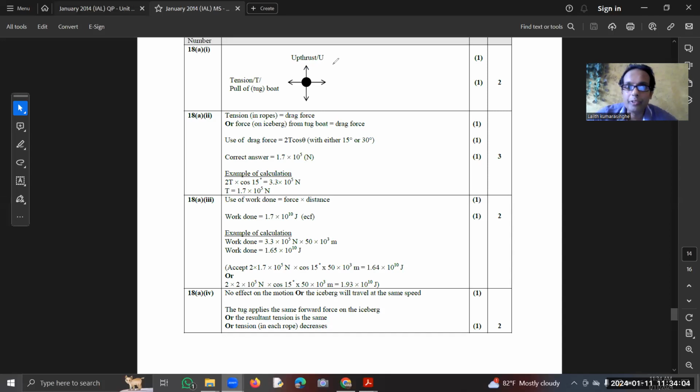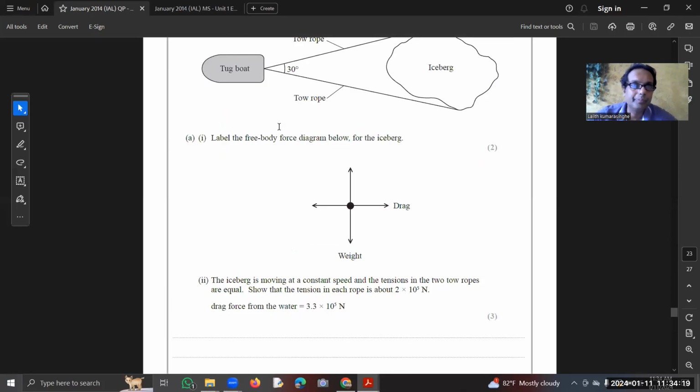Don't mark forces like this, U, T, don't mark like that. Name the force. Resultant tension is better for the forward force. Upward force is upthrust. Pull by the tugboat is also allowed.